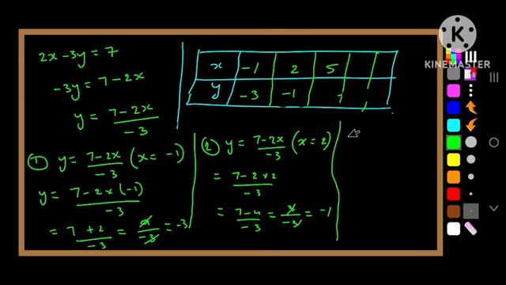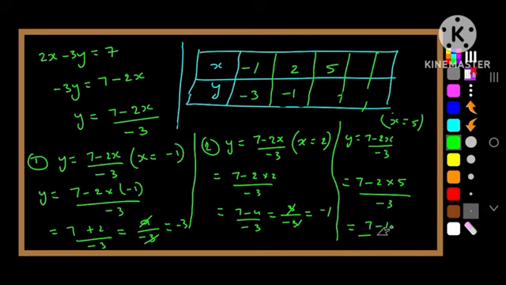So for the value of y is equal to (7 minus 2x), now I'll substitute x is equal to 5. So I will get the answer as 7 minus 2 into 5 by minus 3. So 7 minus 10 by minus 3. So 7 minus 10 is minus 3. Minus 3 by minus 3, so I'll get the answer as 1. So these are the values which we are getting.